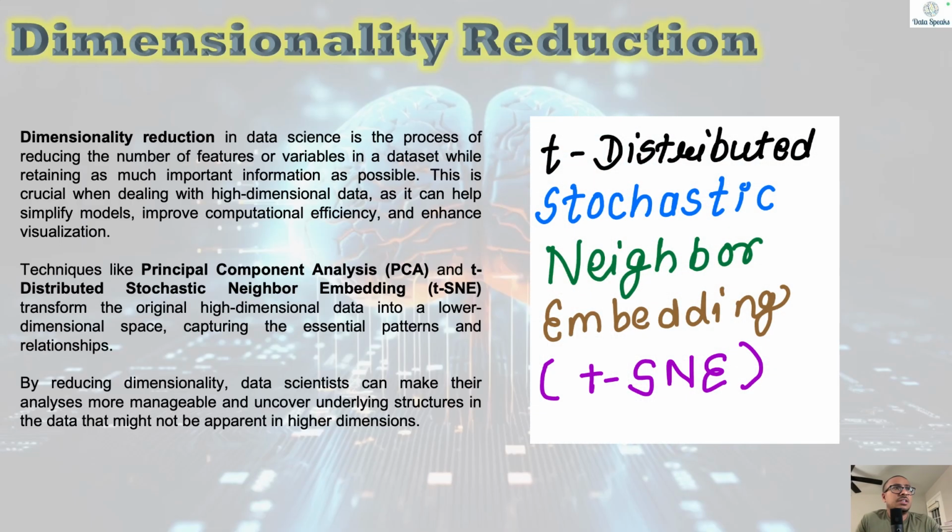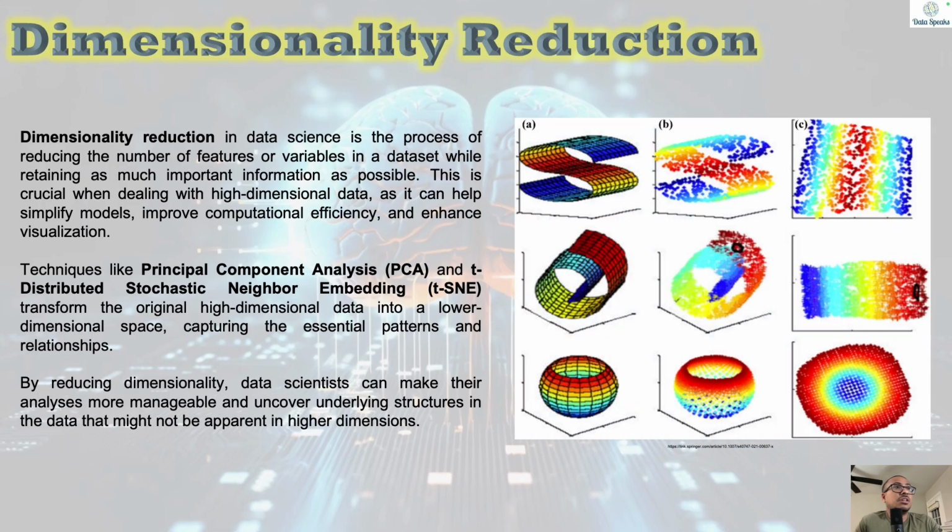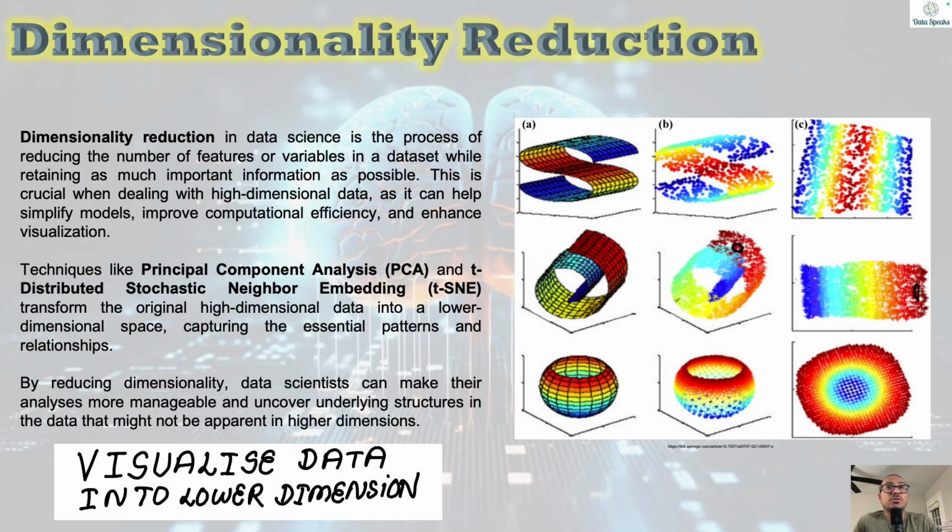The next one is t-distributed stochastic neighbor embedding, or t-SNE. t-SNE is another powerful technique that helps us to transform the original data into a lower dimensional space, and that helps us to capture the essential patterns and relationships. Basically, t-SNE is more about helping us visualize higher dimensional data in a lower dimension so that we have a better understanding of the data and we can capture everything that we need to capture, even if the data is in a very, very high dimension.